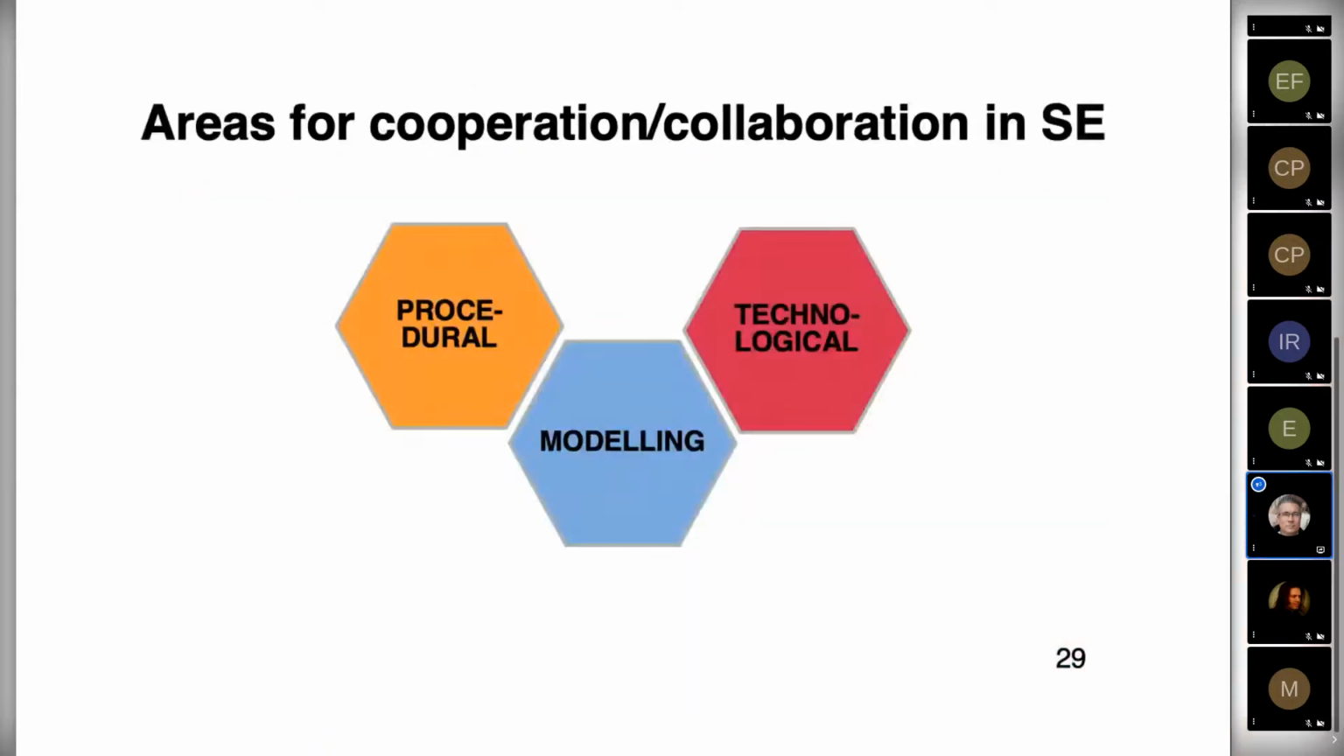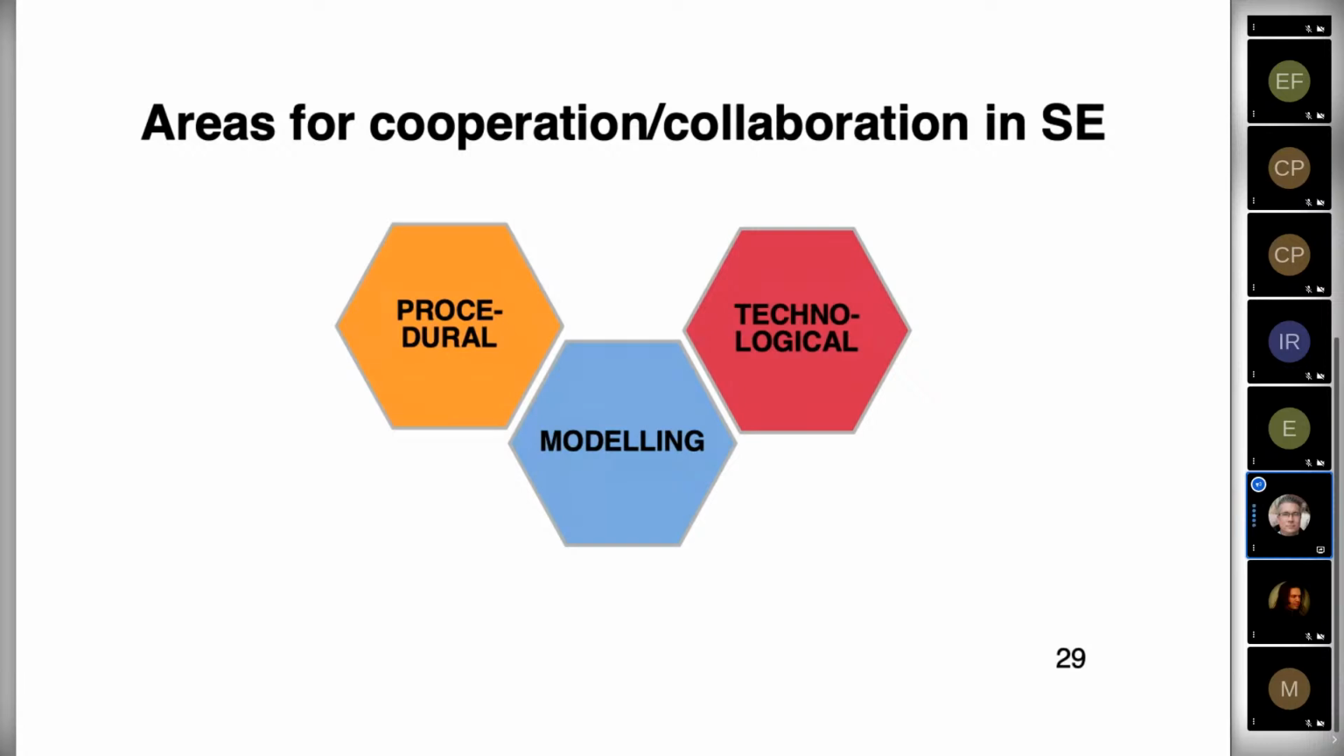Okay, and I want to finish with the areas for cooperation and collaboration in software engineering, because at the beginning of the 60s of the last century, we only thought that collaboration and cooperation was needed only for modeling of the software, as I told you, for analysis and design of the software.